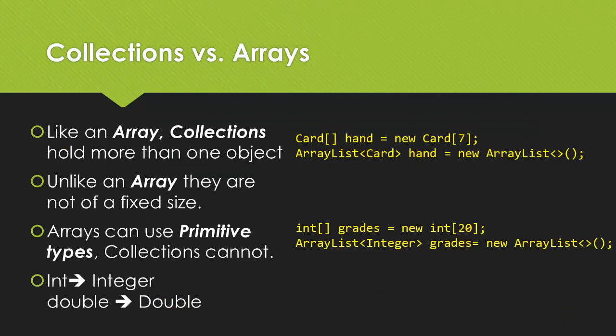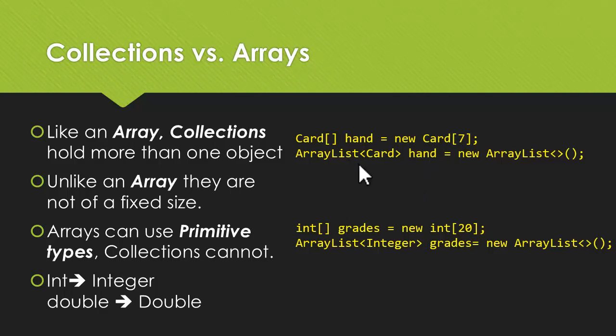Let's take a moment and discuss how arrays and collections are different. So like an array, collections hold more than one object. So up here I have an array of cards called hand, and up here I have an array list of card called hand. But unlike an array, they are not of fixed size. So when I declare my array of cards, you notice I say new card 7. So what I'm saying is set aside 7 slots in the computer memory to store the cards. Whether I use all 7 or not, inconsequential.